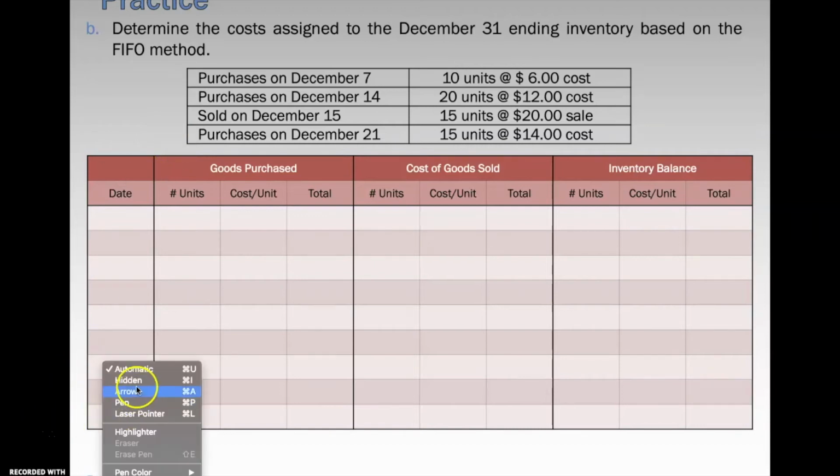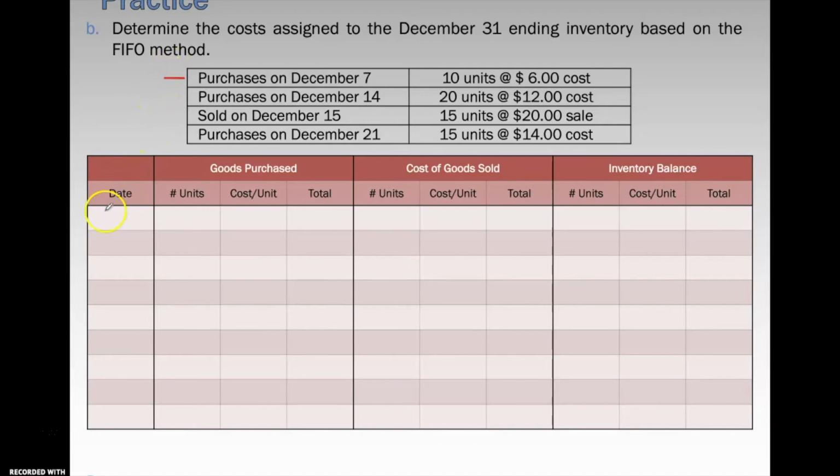Okay, so let me open up the pen again. So it starts off pretty much the same thing. The first few lines for all these methods are going to be the same. So we have the purchase on 12/7 of 10 units for $6 each for a cost of $60. Really, the only time this starts to change is when we get to the sale, because we'll pick different items that would be sold. But just for purchases, it's all pretty much the same thing.